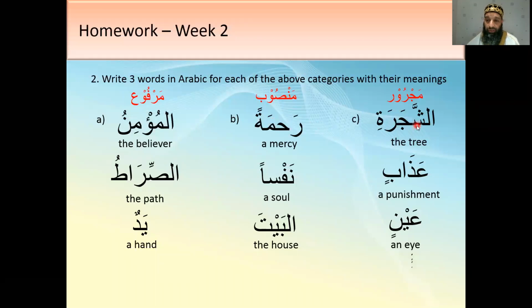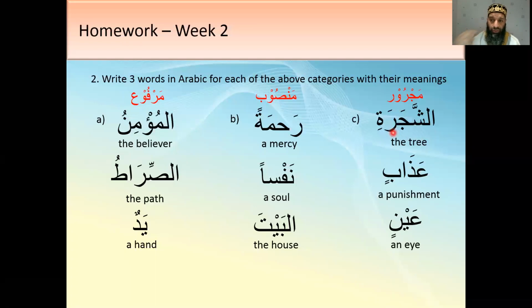And the last one, majroor, examples of majroor: ash-shajarati, adhabin, aynin. As long as you know, whichever word you chose, make sure it ends in a kasra, a zair, or double kasra, and that is fine. That is a majroor word. So we just need to be able to recognize these.